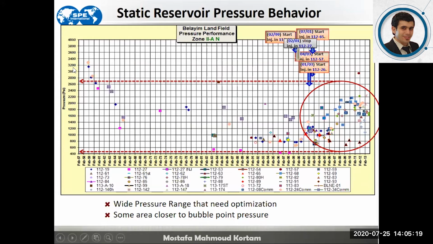Reviewing the reservoir pressure, there was a decline since the aquifer is weak, and there was a period where the field was not producing effectively. With the start of the water injection in 2001 and a rise in the reservoir pressure, it ended up with a wide range of reservoir pressure, and some areas of the reservoir are closer to the bubble point. And this is a famous problem that results from peripheral water injection, as we discussed in the water injection session.